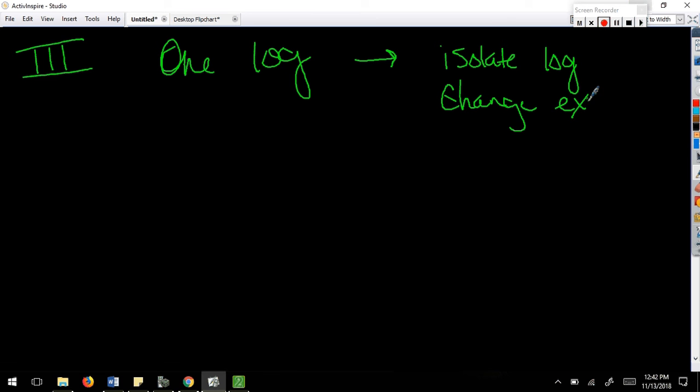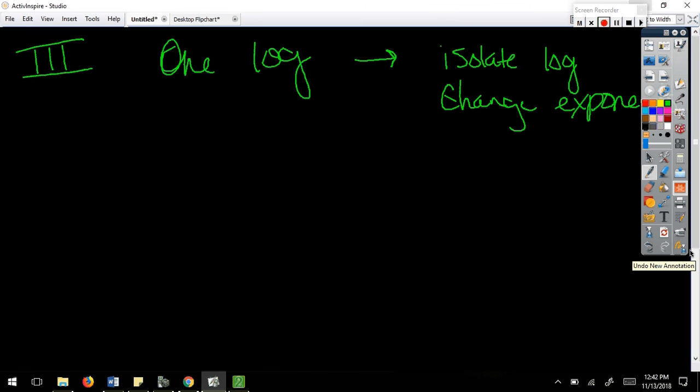Because logs and exponents go hand in hand. Oh, gosh, Stacy. I'm saying exponents. I meant to say, yes. Exponents?